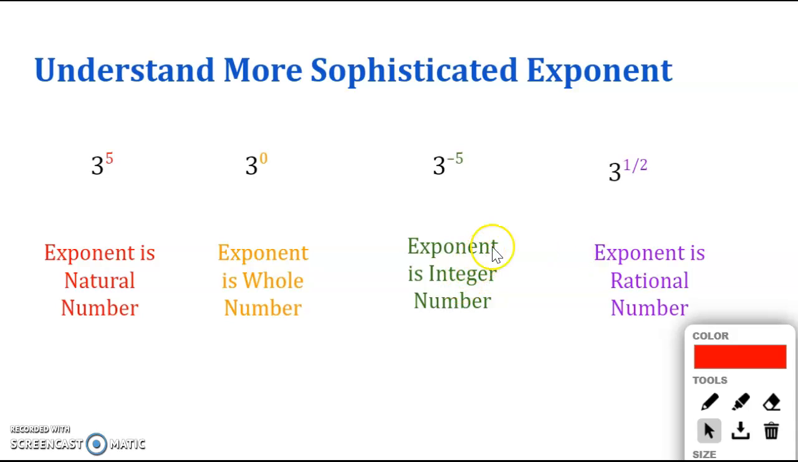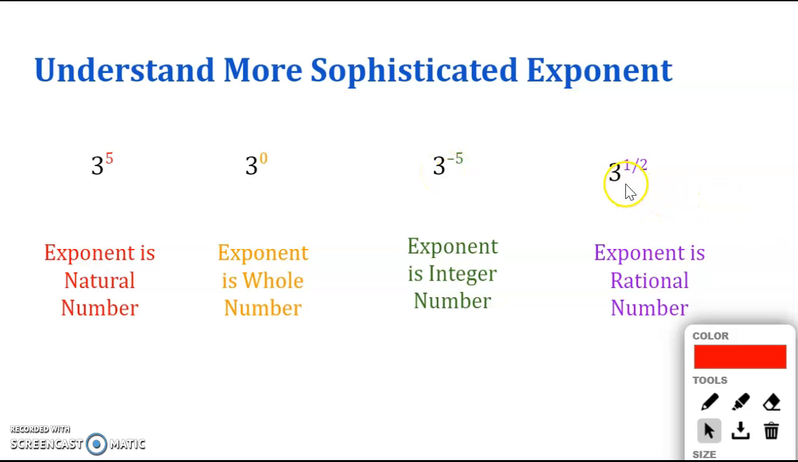And now we're going to venture into 3 to the power of half. Well, we know what 3 to the power of 5 means. That just means 3 times 3 times 3 times 3 times 3, so 3 being multiplied by itself 5 times. So it's going to be a whole number. 3 to the power of 0: anything raised to the power of 0, we're told, is 1. What about 3 to the power of -5? That is the same as 1 over 3 to the power of 5. So it's going to be some fraction.